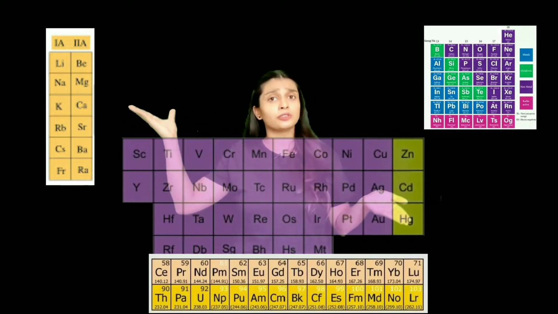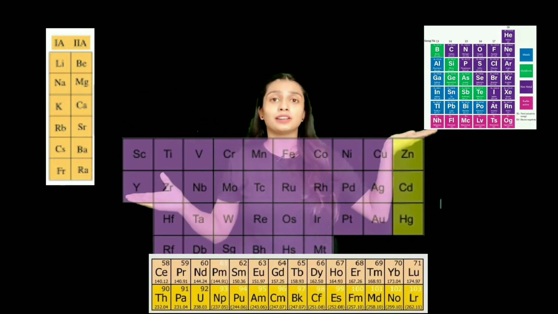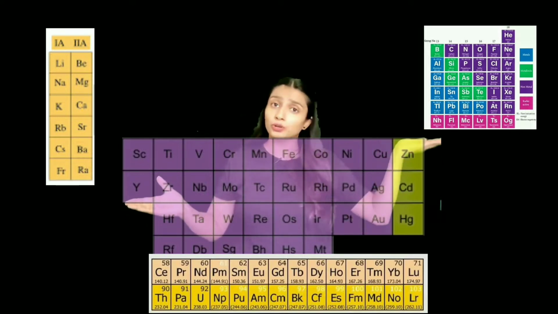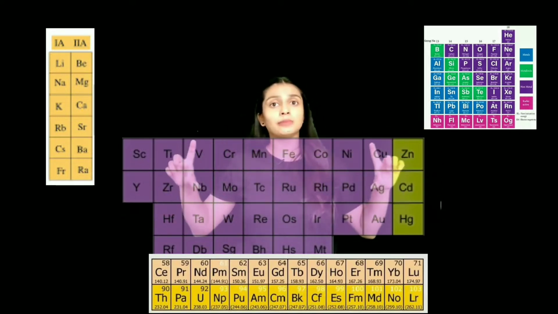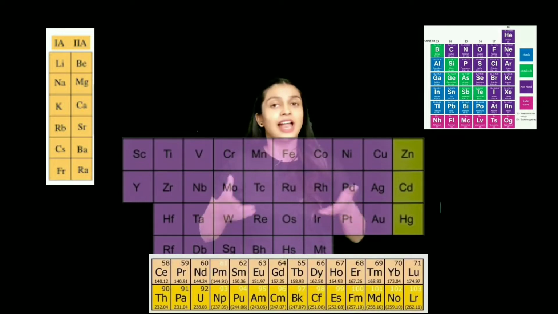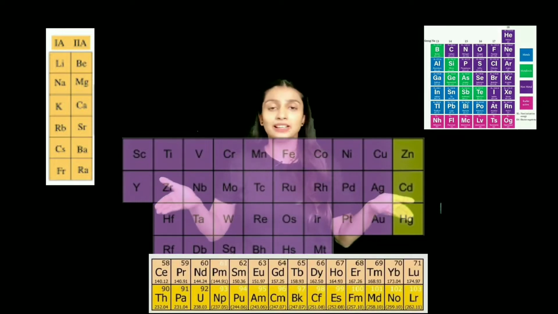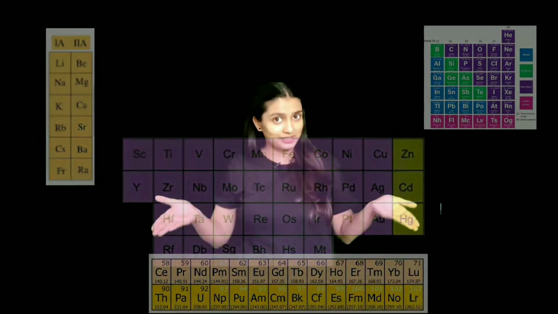S block elements are also known as metals. P block elements contain metals, metalloids and also non-metals. D block elements contain only metals and F block elements contain metals as well as radioactive elements.